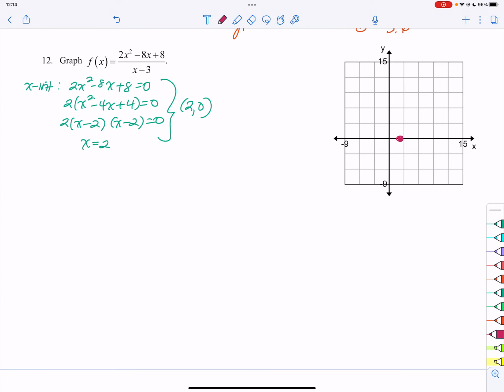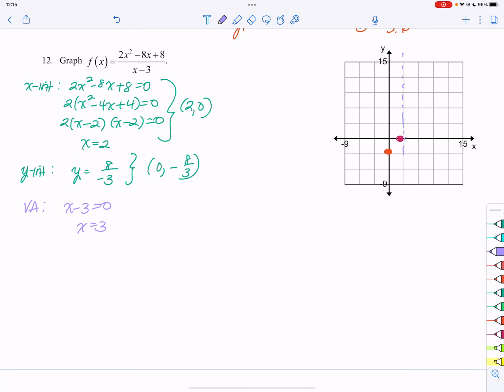And then let's go ahead and get our y-intercept. That's when we let x be 0. And we get negative 8/3. Okay. And then now we can look at our vertical asymptotes. Set that denominator equal to 0. And then the horizontal asymptotes, there are none.